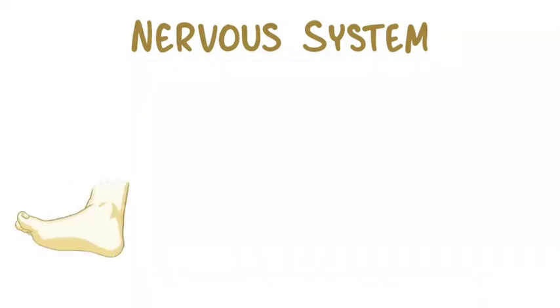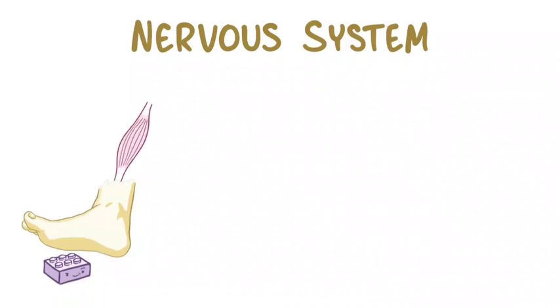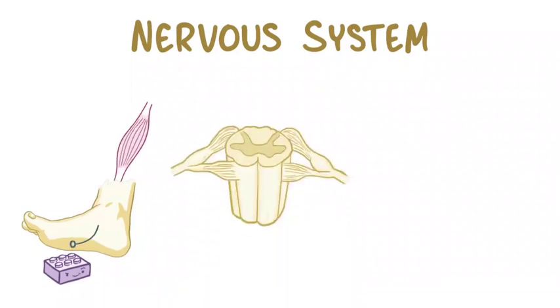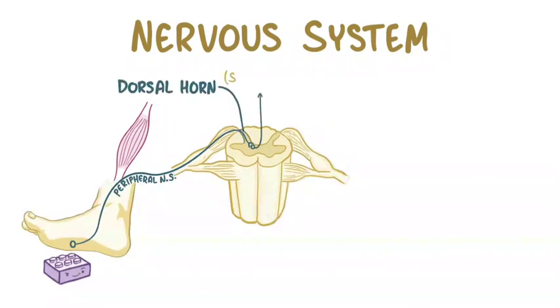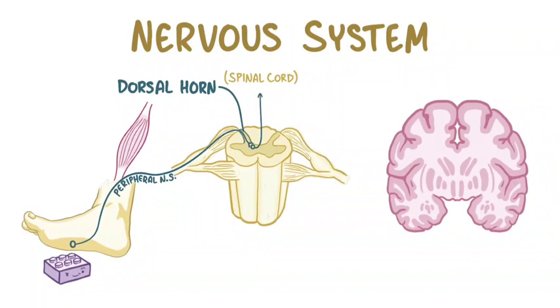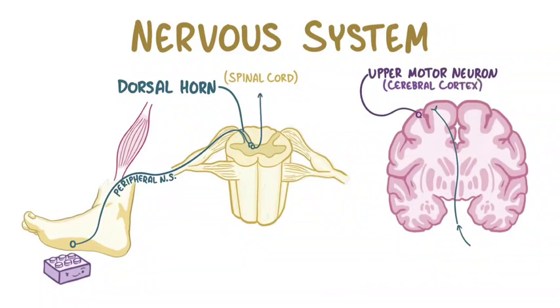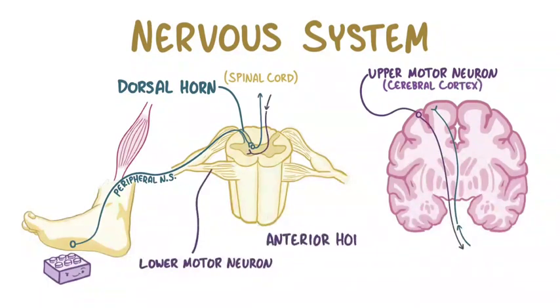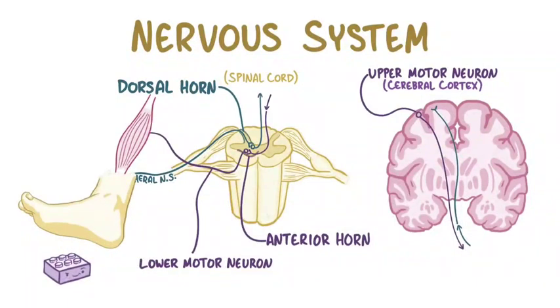So, for example, if you step on a Lego in your living room, the sensation of discomfort is carried from the nerves in your foot through the peripheral nervous system to reach the dorsal horn in the spinal cord. It then travels up the spinal cord to the brain. In response, your brain sends a message through the upper motor neurons, which are part of the cerebral cortex, and down the spinal cord to a lower motor neuron, which is located in the anterior horn of the spinal cord. From there, the signal finally gets delivered to the leg muscles and allows you to lift your foot.